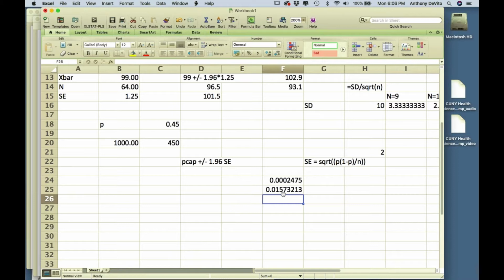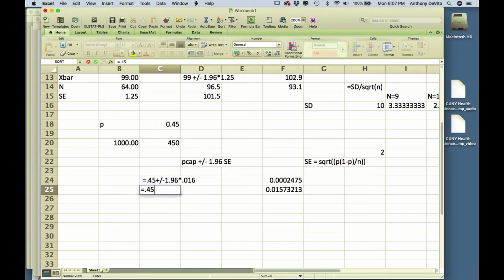So now, how do I calculate my confidence interval for this proportion? Well, again, it's equal to p cap. And what was p cap equal to? Equal to 0.45, right? Plus or minus 1.96 times my standard error, which is about 0.016 to make this a little easier. That's about 1.5%, a little bit more than 1.5%. So 1.96 times this, I'm going to round off to 0.032. So I'm going to say it's equal to 0.45 minus 0.032 and 0.45 plus 0.032.